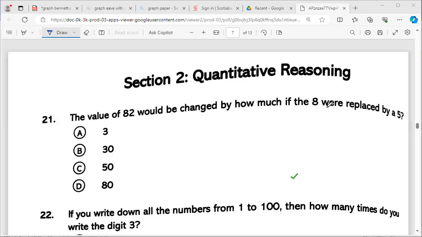Change the 8 with a 5. You see what the question says? The value of 82 will be changed by how much if the 8 were replaced by a 5?